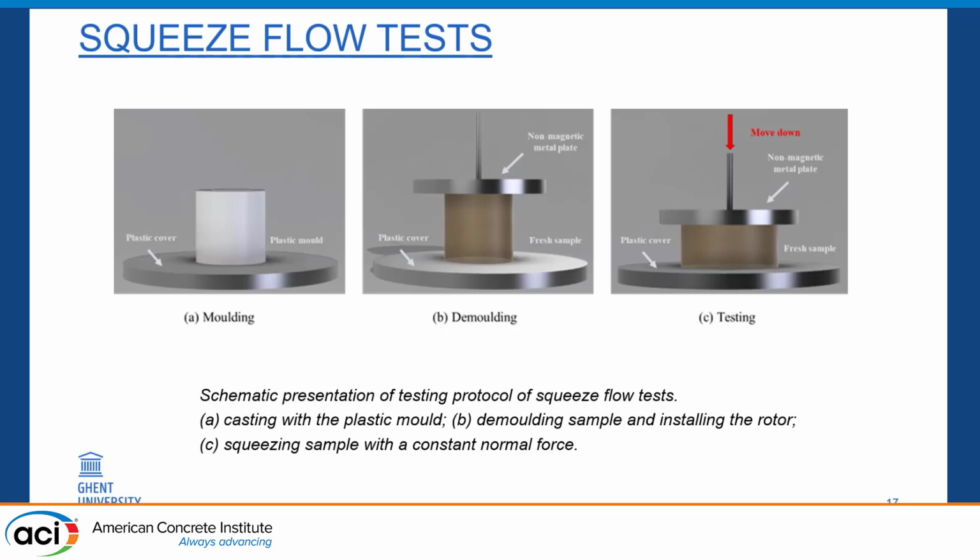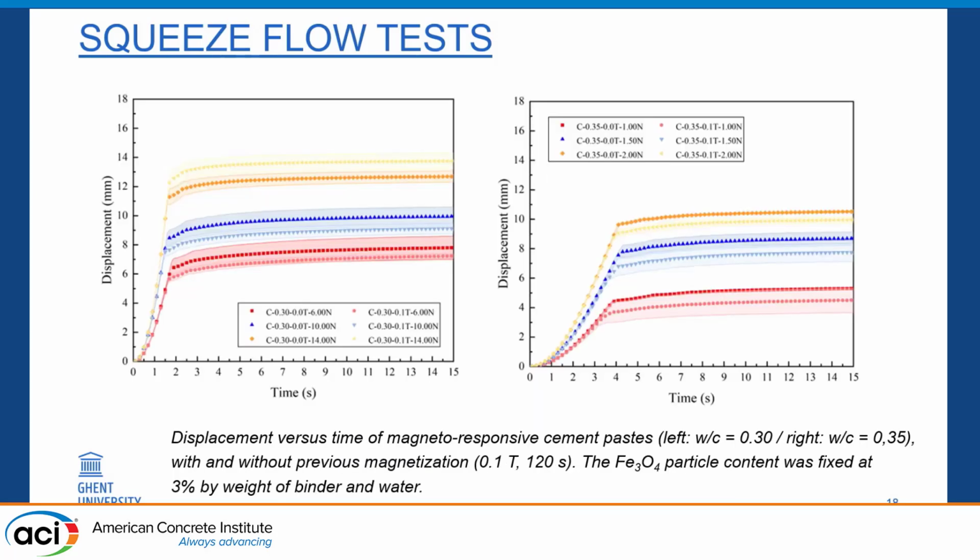So then we come to this situation. The sample is in a plastic mold. Of course, it needs to be a magnetic mold. The mold can be removed, and then you have the top plate of the rheometer, non-magnetic in this case, and then we do the squeeze flow test to see how the material behaves, simulating the effect of subsequent layers compressing the previous layer. And then we see some results here.